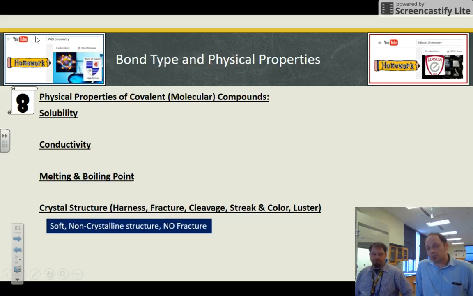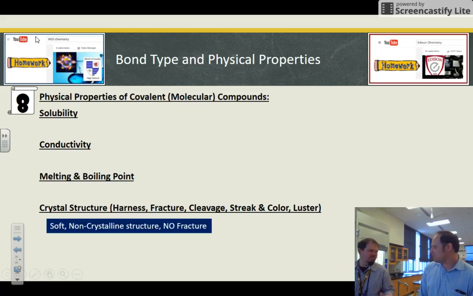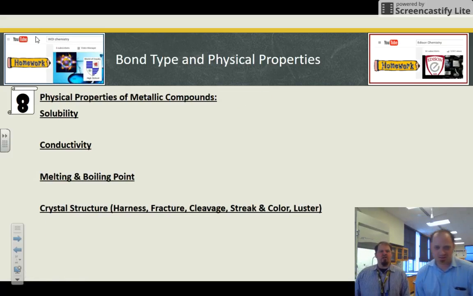So don't do that. While every molecule does technically have a crystal structure, covalent compounds are very difficult to get to make crystals. So generally speaking, in their normal everyday state, they have very soft, non-crystalline structures. They don't fracture. They're like powders, most of them, or gases. Think of powdered sugar or brown sugar, how it kind of rolls over itself weird. These things are not good at making crystals.